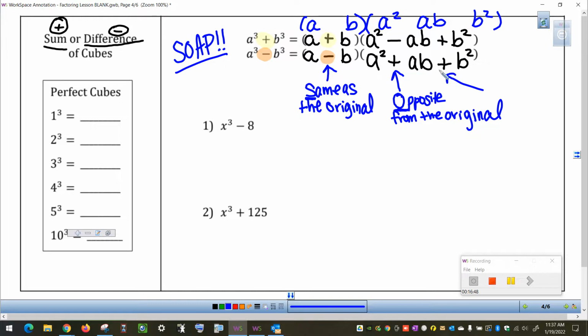Okay, and then finally, for this last little section right here, these 2 plus signs at the end, well, it is always positive. It's always a plus sign. So that is the A and the P in SOAP, is that it's always positive.